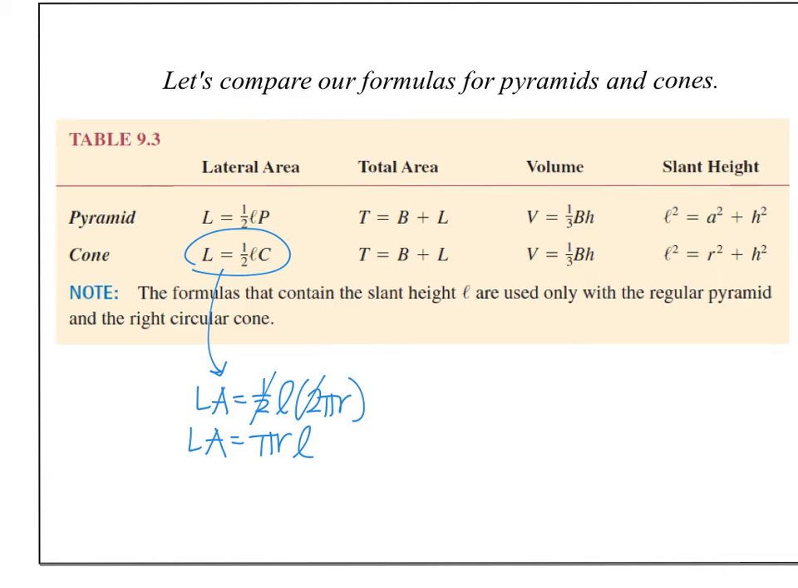So you might want to take a look at this and just recognize the similarities between pyramids and cones. You just have to recognize that your bases are going to be different. So you could have for a pyramid a pentagon or an octagon, whereas a cone will always be a circle.